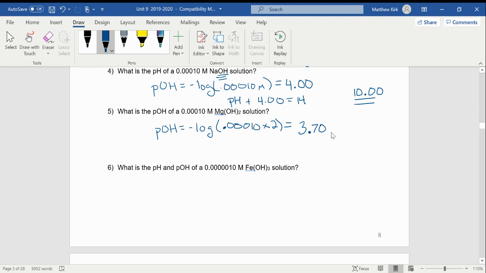Try number 6, see if you can get pH and pOH on your own, and I believe the answer key will also be posted.